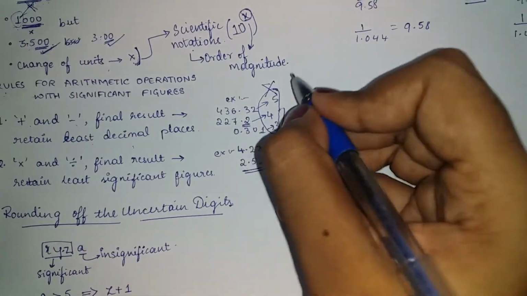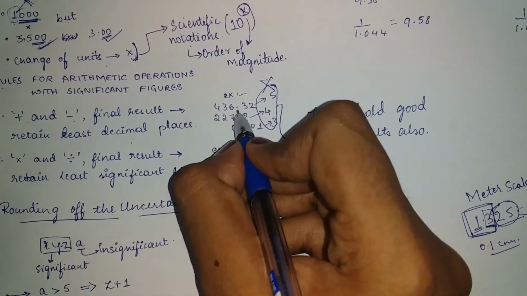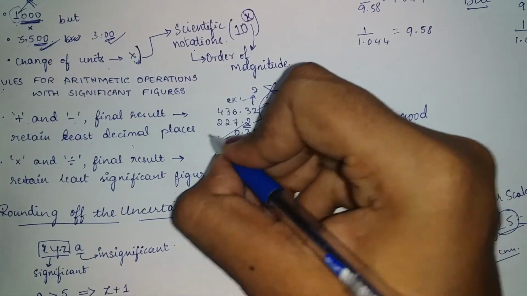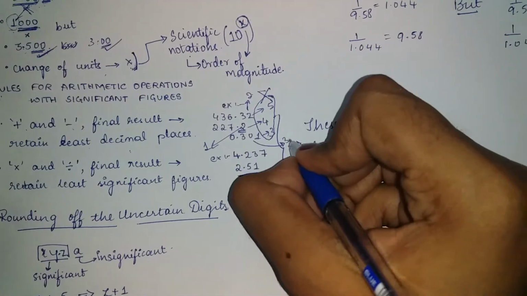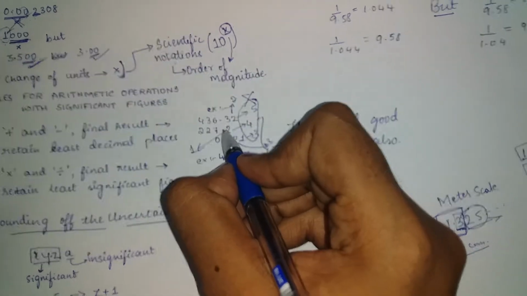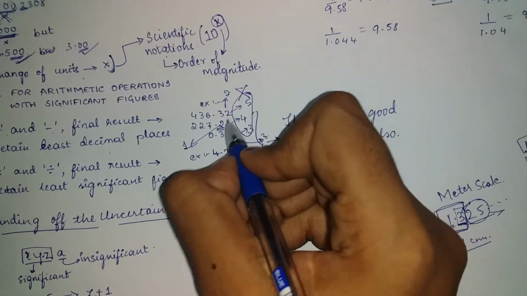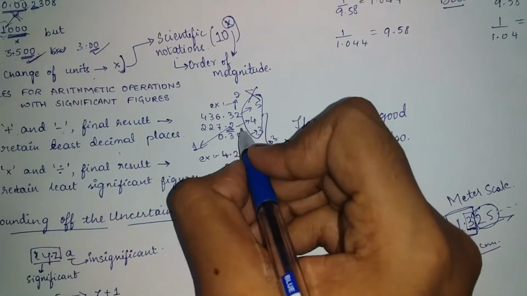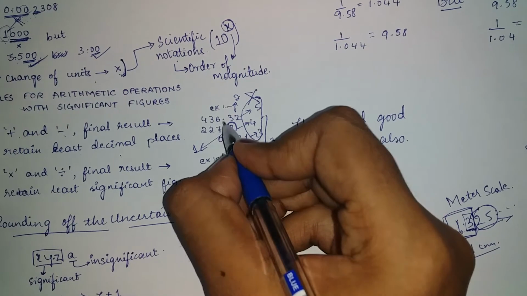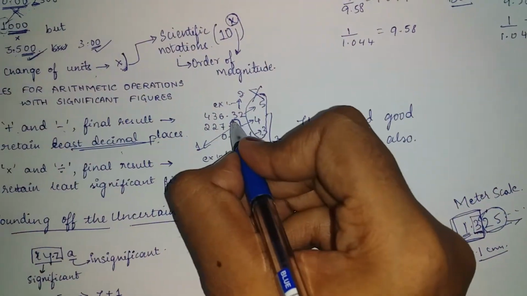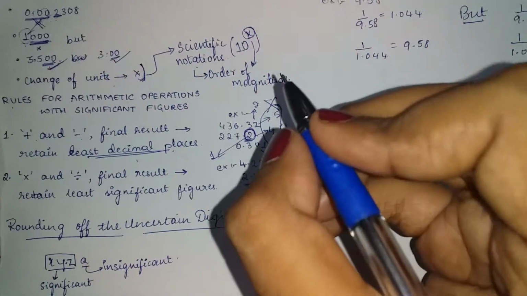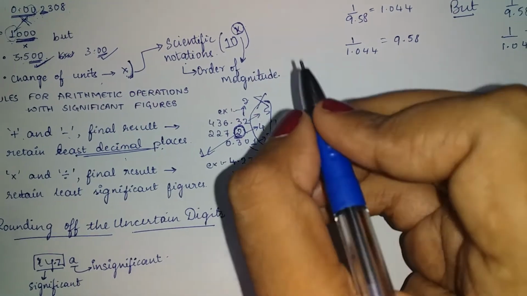These are not at all considered. If you see, after the decimal point, this number has 2 digits, this has 1 digit, and this has 3 digits. So you are considering the 2, 1 and 3 digits after the decimal place. Now when you add, whatever answer you get, you should keep it in terms of 1 decimal place only. This is the least decimal place, so you will keep only 1 decimal place in the answer that you get.